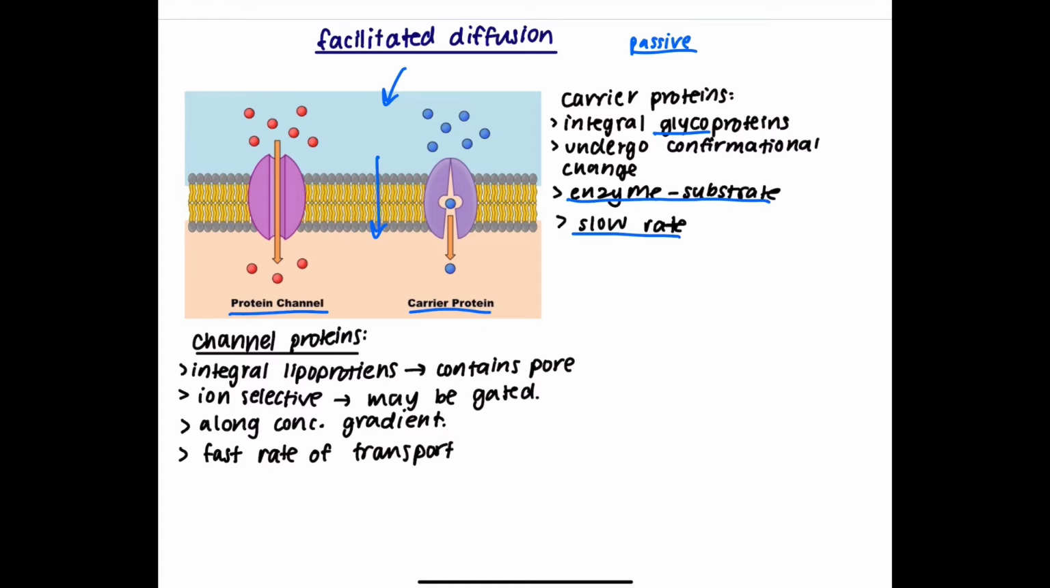Then we have channel proteins, which is this one right here. And they are integral lipoproteins and they also contain a pore, which we see here. They are ion selective, and some of them may be gated, which we'll come to later. And they only move molecules along a concentration gradient because none of these use ATP. They do not use ATP. And they have a much faster rate of transport because the ions are just moving across the channel, the pore.